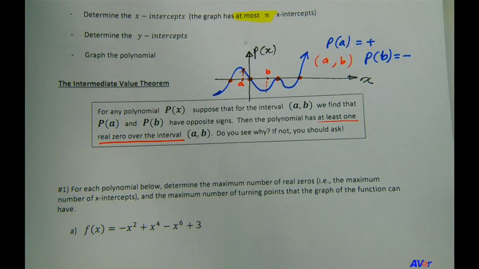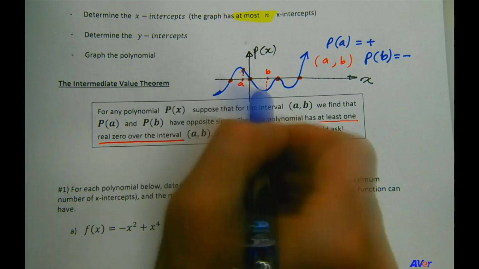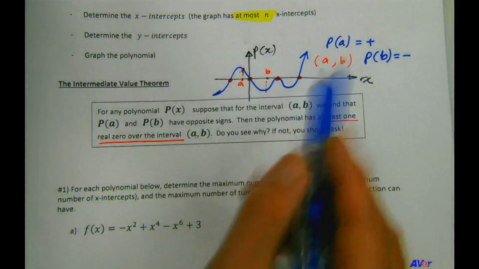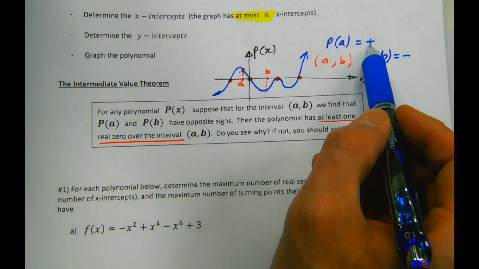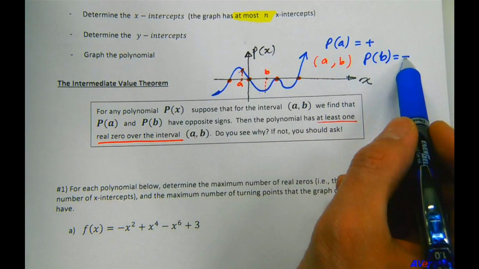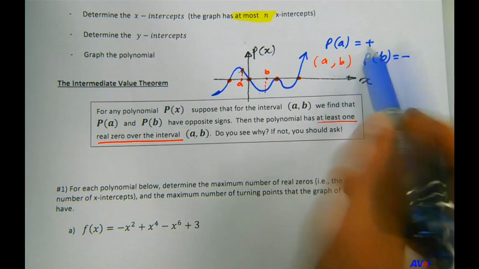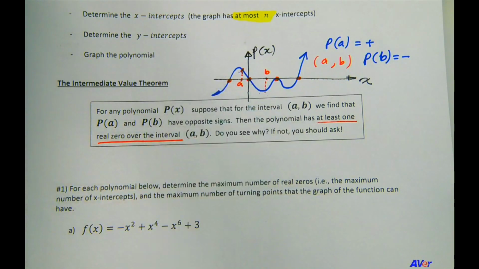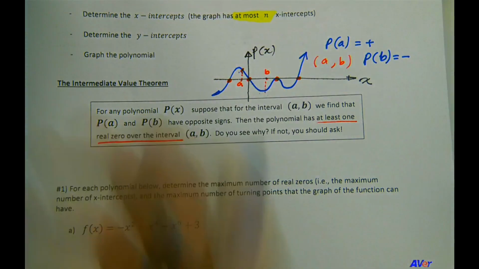Imagine that the graph didn't exist. Could you predict if there is a zero between A and B? Yes, you would simply plug A into the polynomial and note the algebraic sign. Then you would plug in B and note the algebraic sign. Because there's a change in algebraic sign, the line must have gone through the x-axis at some point, because that's how the shift in algebraic sign happens. And that's the intermediate value theorem.